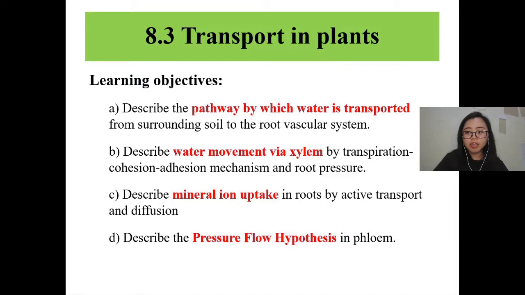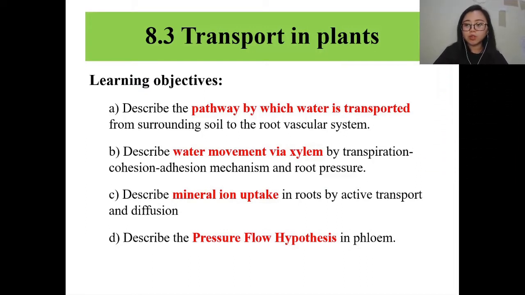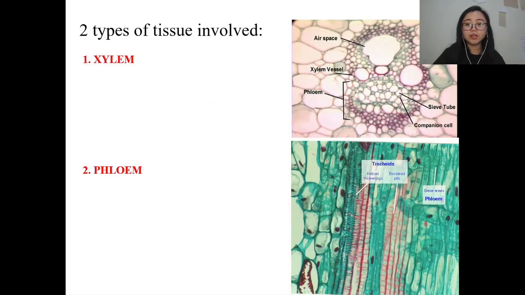The learning objectives, or what I expect you to be able to learn by the end of this video and this subtopic, is that you should be able to describe the pathway by which water is transported, how water moves via the xylem, how the mineral ion uptake in roots is done via active transport and diffusion, and also you should be able to describe the pressure flow hypothesis, which is in the phloem. Okay, let's get going to the next slide.